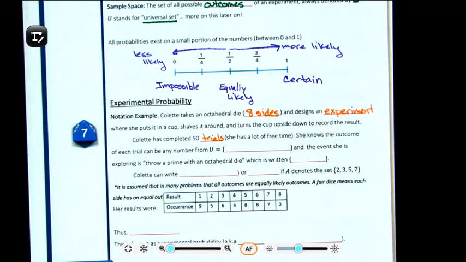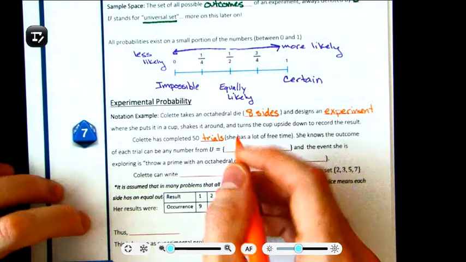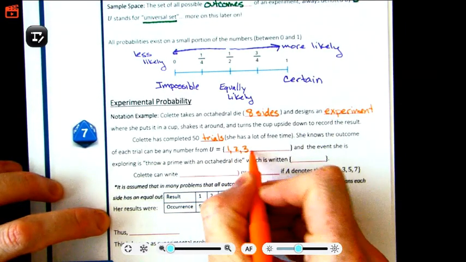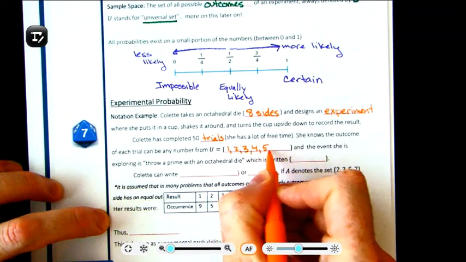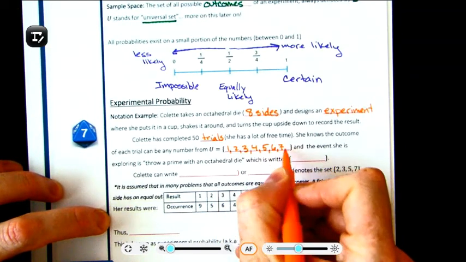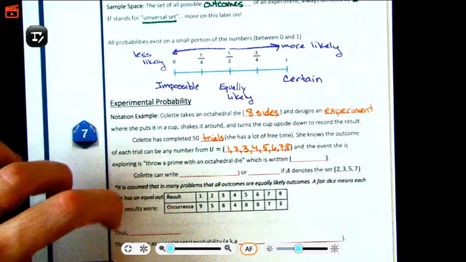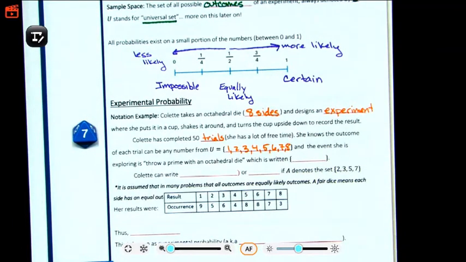She knows the outcome of each trial can be any number from, and now I'm going to use the universal set, and this is some notation. You put the sample space. What are all the possible outcomes? The possible outcomes are 1, 2, 3, 4, 5, 6, 7, and of course 8. There are 8 possible outcomes. That is her sample space, 1, 2, 3, 4, 5, 6, 7, and 8, the universal set.